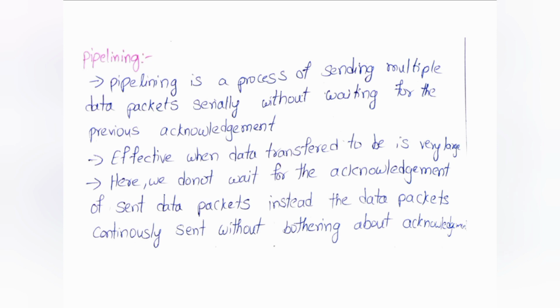The same process we apply in the transfer of data packets from the sender to the receiver. Pipelining is a process of sending multiple data packets serially without waiting for the previous acknowledgement. In the stop and wait protocol, we use a concept called the piggybacking method. That means the acknowledgement will be added to the next frame to the receiver, right? But here, instead of waiting for the previous acknowledgement or attaching the acknowledgement of the previous data, we are continuously sending multiple frames from the sender to the receiver.